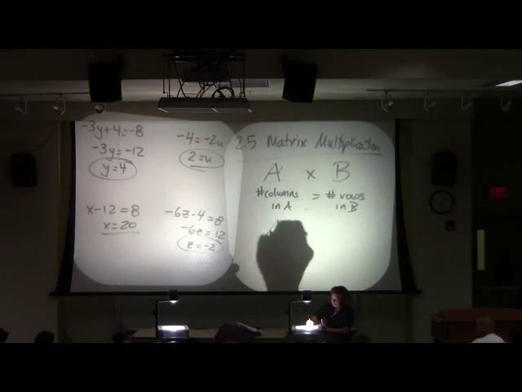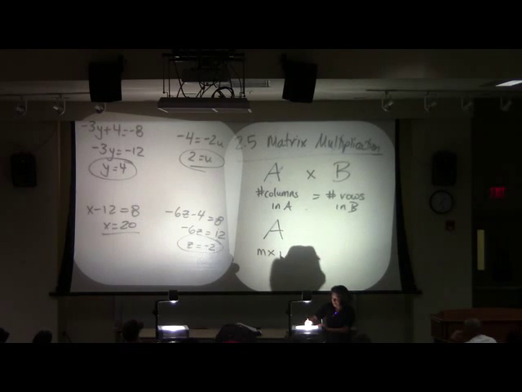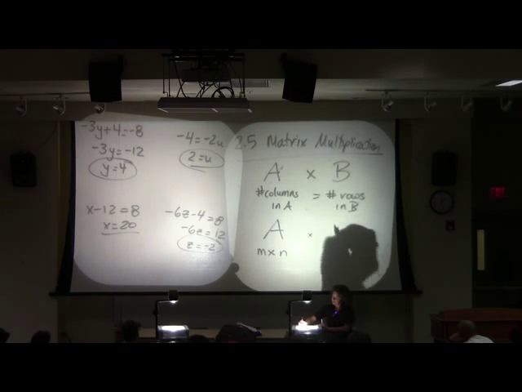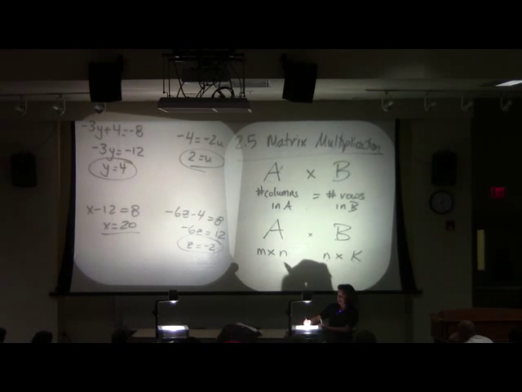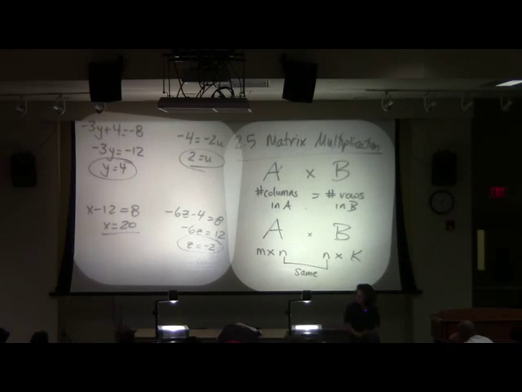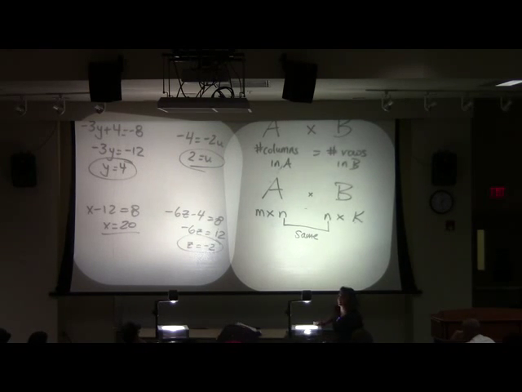In other words, and you don't even have to write this down, you guys, I want you to watch this at the very least. If A is an m by n matrix, in order to multiply it by B, B must be n by who really cares what. In other words, these 2 numbers must be the same in order for matrix multiplication to work. I will not ask you to multiply 2 matrices that cannot be multiplied.